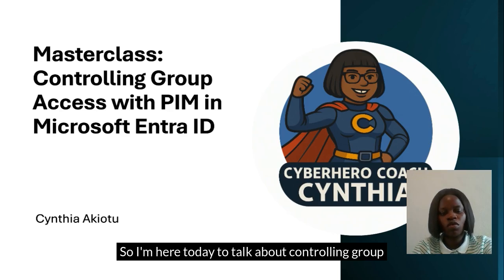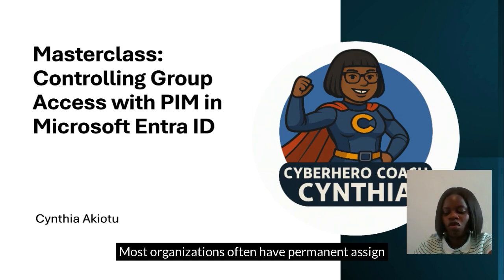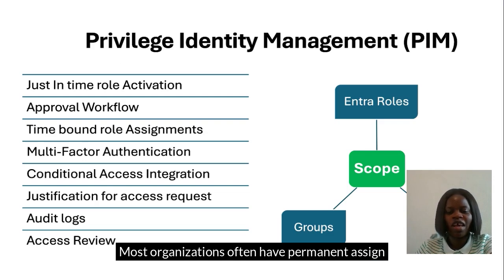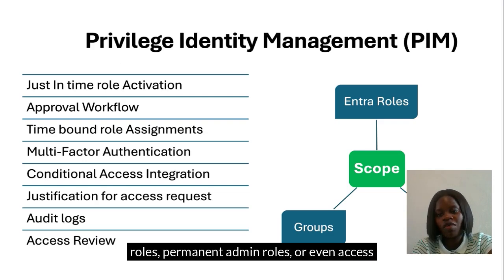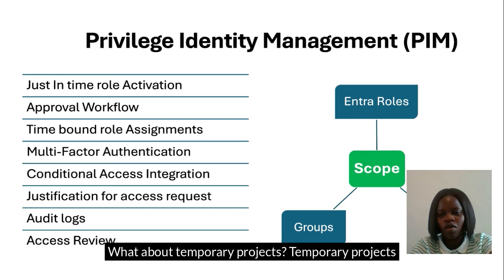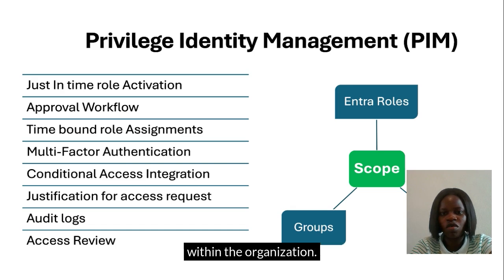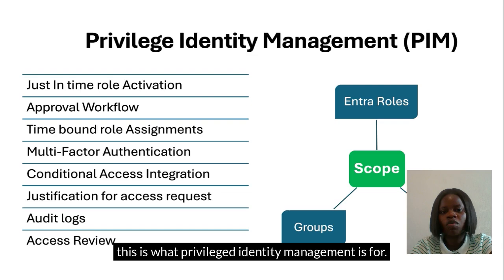So I'm here today to talk about controlling group access with PIM in Microsoft Entra. Most organizations often have permanent assigned roles, permanent admin roles, or even access permissions stacking up. What about temporary projects? Temporary projects have ended but still have members of those groups having access to sensitive documents or resources within the organization. So this is what privileged identity management is for.